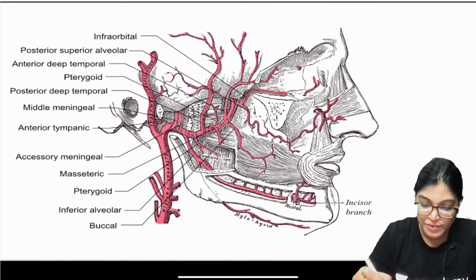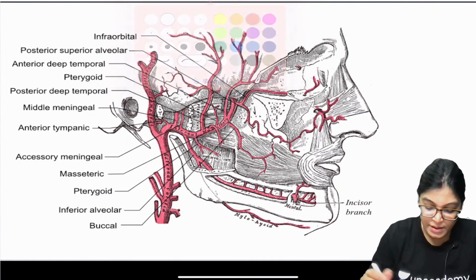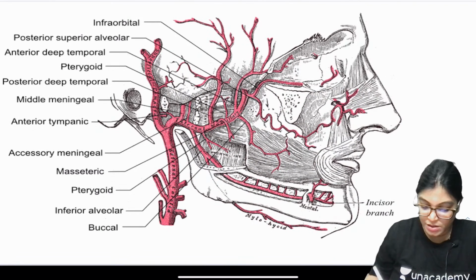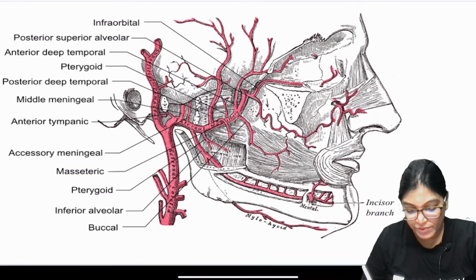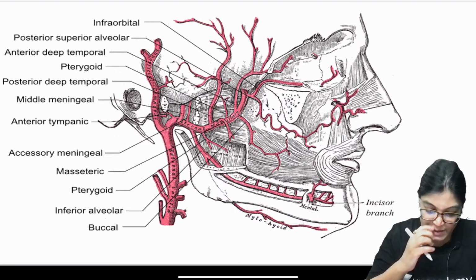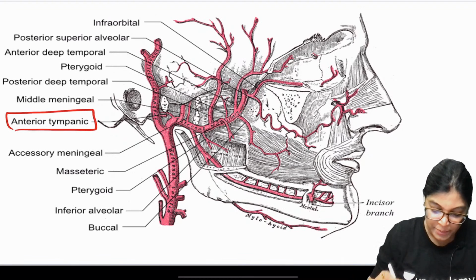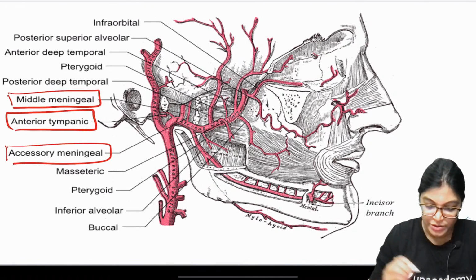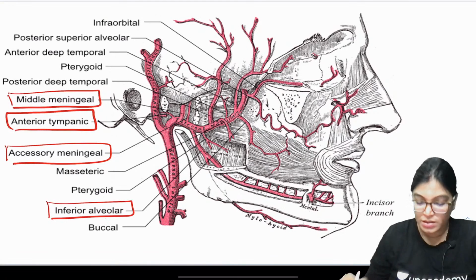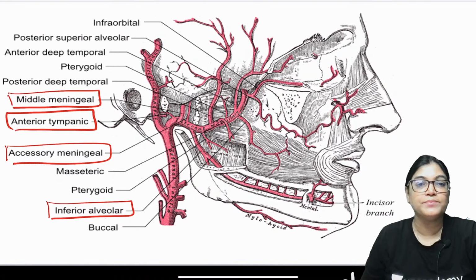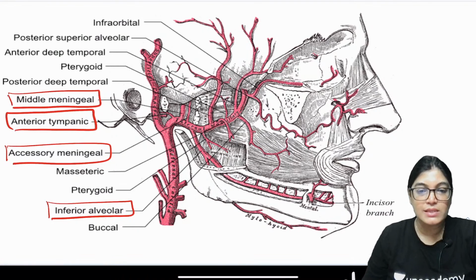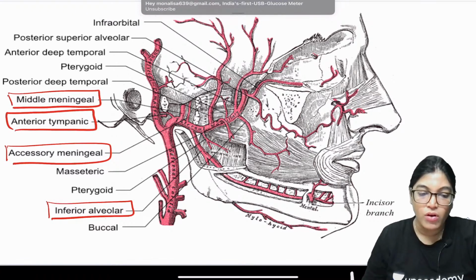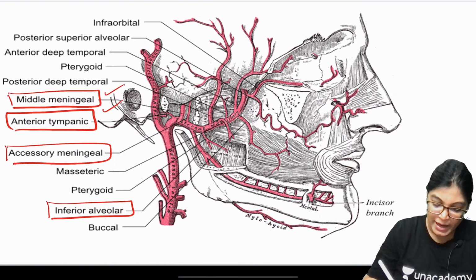So this is the maxillary artery which is shown. Very important branches are given. This is the origin point of the maxillary artery, and important branches from the first part are the anterior tympanic, the middle meningeal artery, the accessory middle meningeal artery, and the inferior alveolar artery. One more is the deep auricular. These are all branches of the first part.